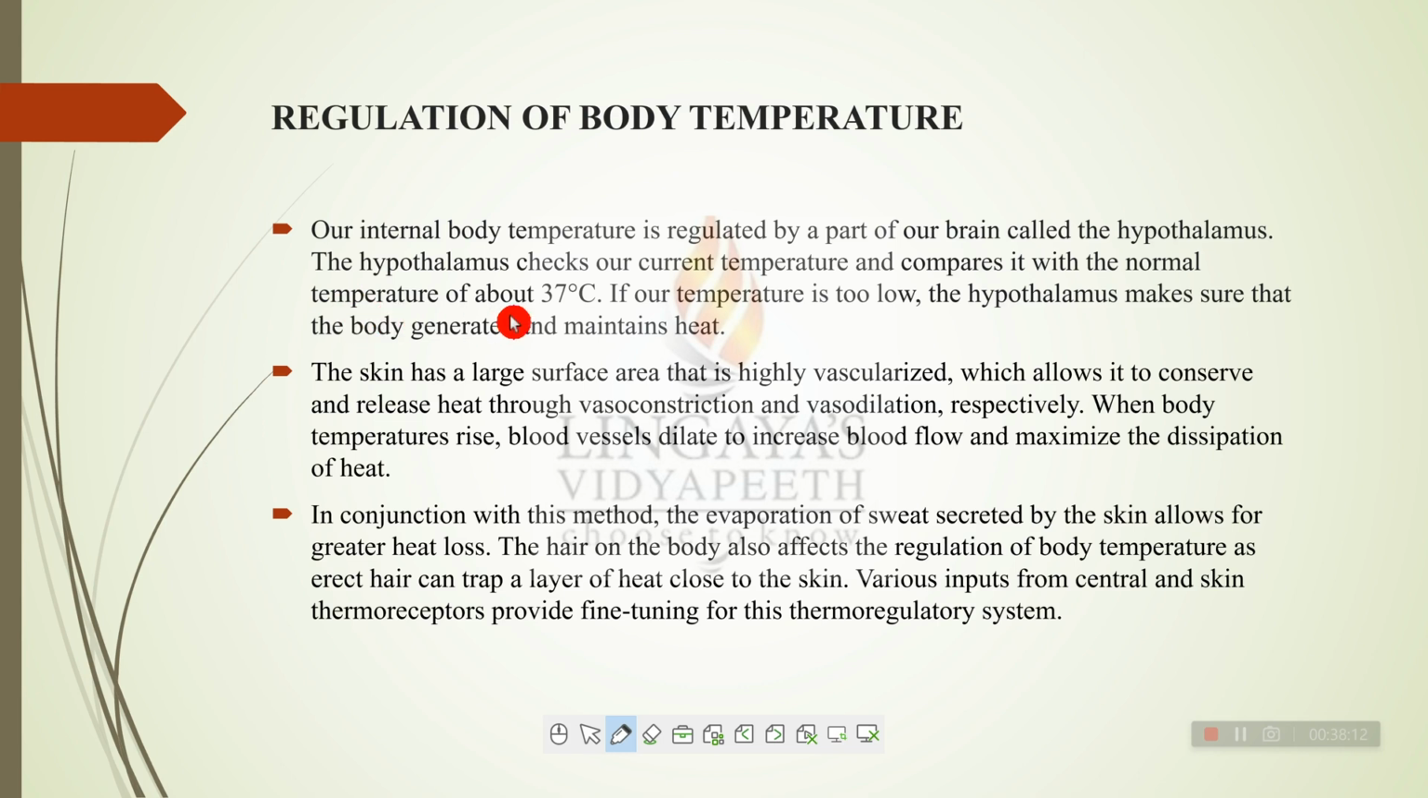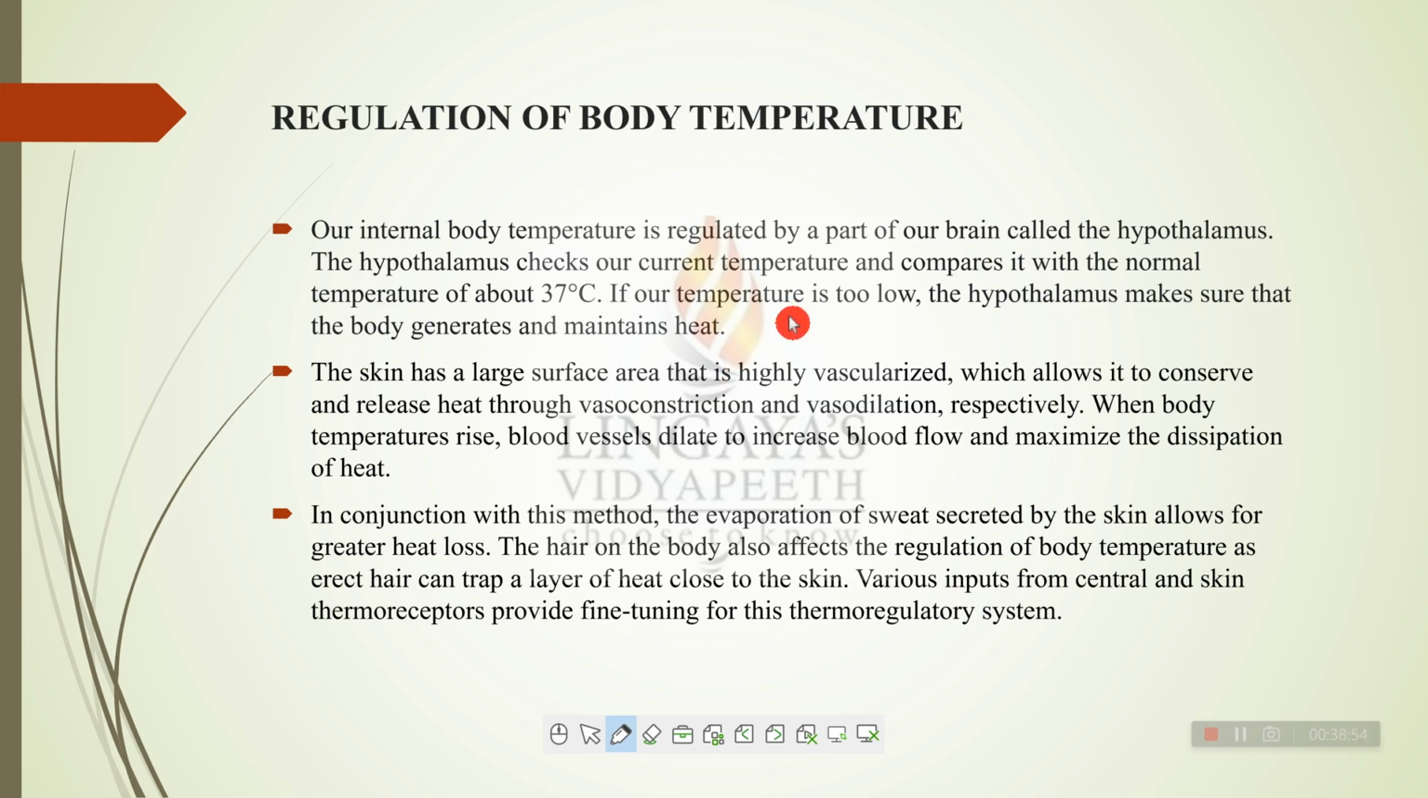Next function of the integumentary system is the regulation of body temperature, which is also called homeostasis. In this, the internal body temperature is regulated with the external environment. The internal body temperature is regulated by the hypothalamus, which is a part of the brain. So the hypothalamus keeps a check on our body to maintain the current temperature of the body, which is 37 degrees Celsius. If the temperature gets too low, the hypothalamus makes sure that the body generates heat and maintains it.